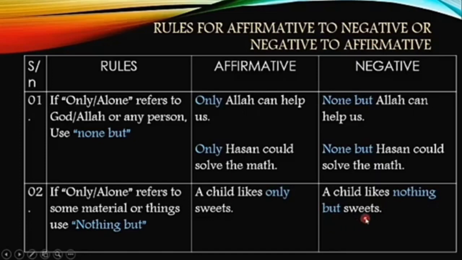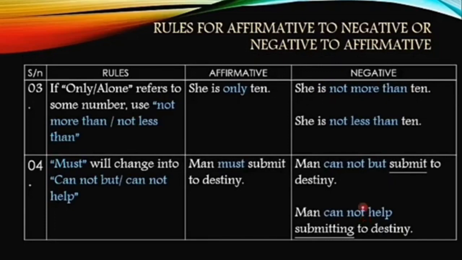Then what will happen if only or alone refers to some number? Let's check out. We have to use not more than or not less than. Example says, she is only 10. That means her age is 10. She is 10 years old only, and the age is not that much. That's why we are using the term only. So the negative form of the sentence is, she is not more than 10 or she is not less than 10. The meaning is preserved, but the sentence has been converted into a negative structure.